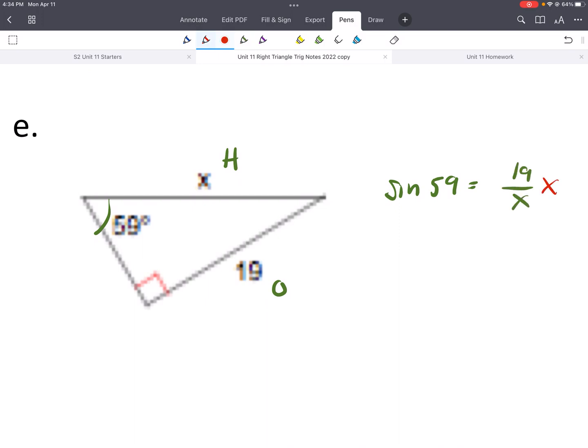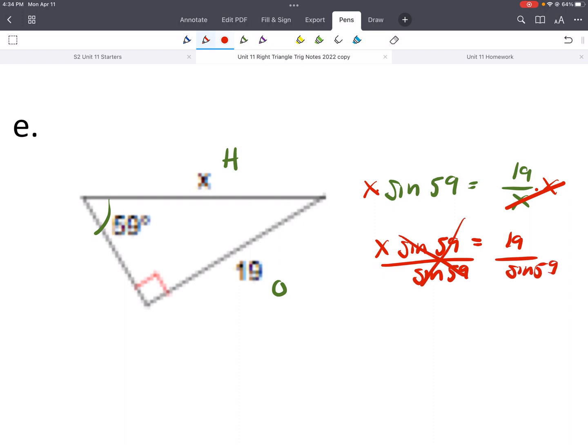So we would multiply both sides by x. And then we would divide both sides by 19. Or sorry, sine of 59. And that would give us our x by itself. And we'll type that in, 19 divided by sine of 59. And I end up getting 22.2 if I round to one decimal place.